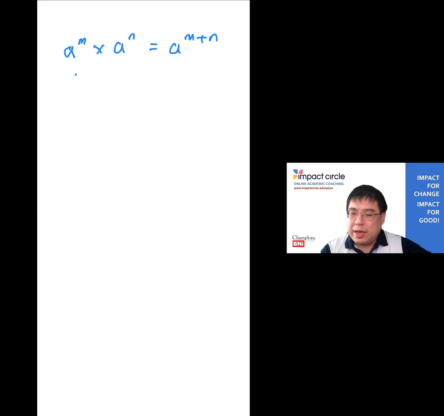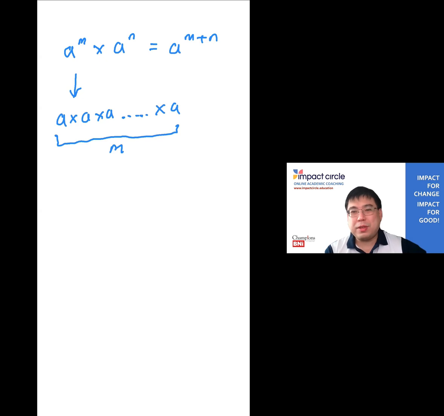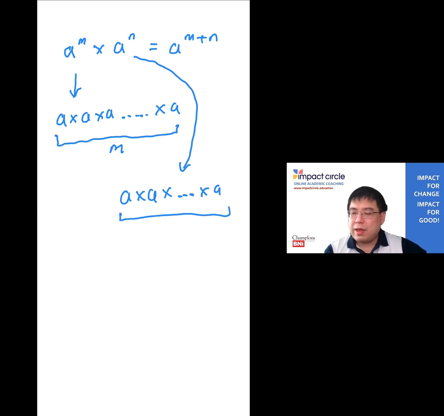So we need to know that a to the power of m actually is a times a times a, and so on. And how many copies do we have? We actually have m copies of a multiplied by a, right? And a to the power of n is actually the same thing, a times, and so on, and we have n copies of a.